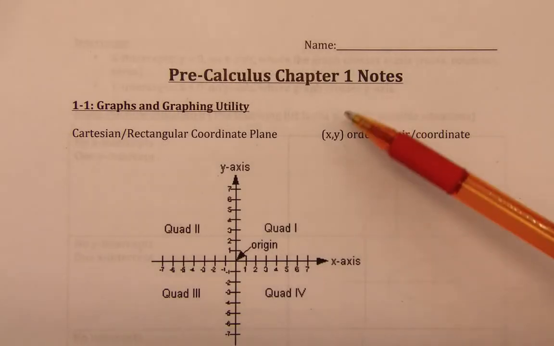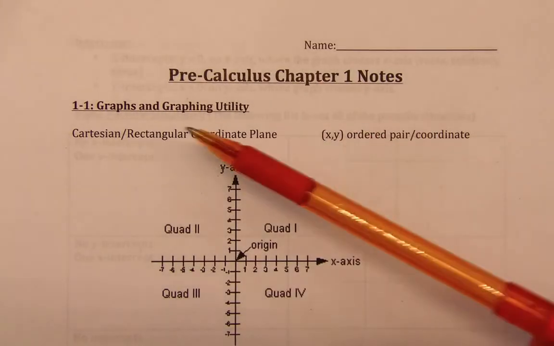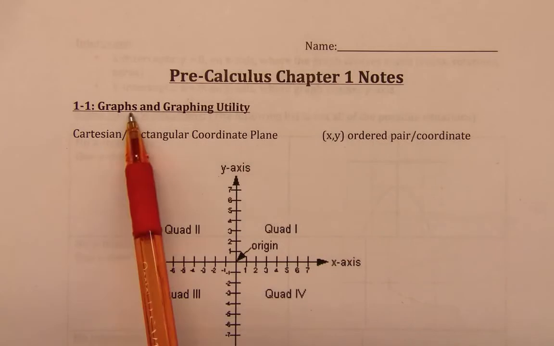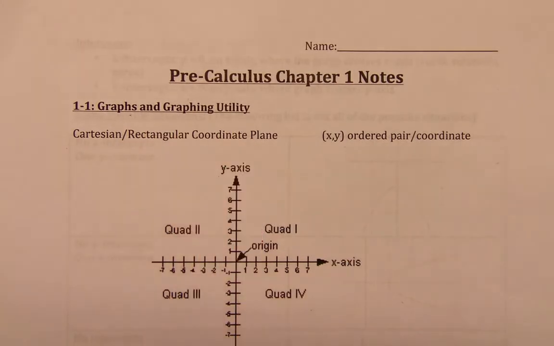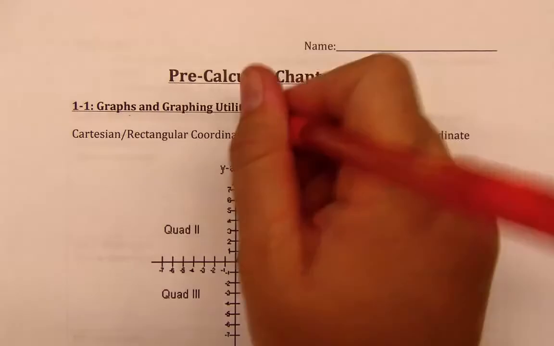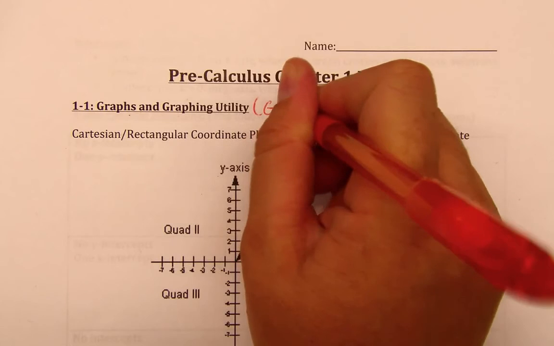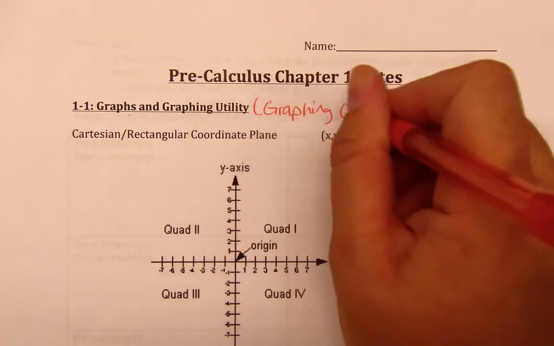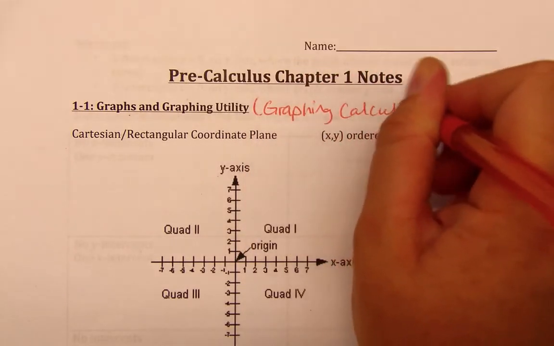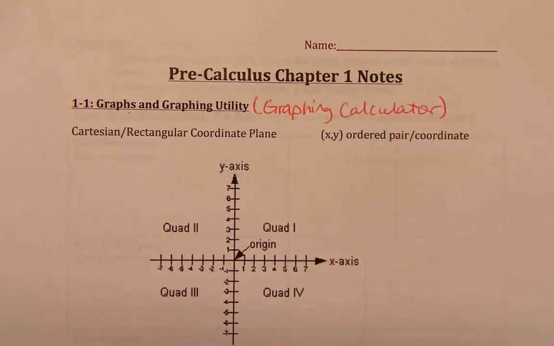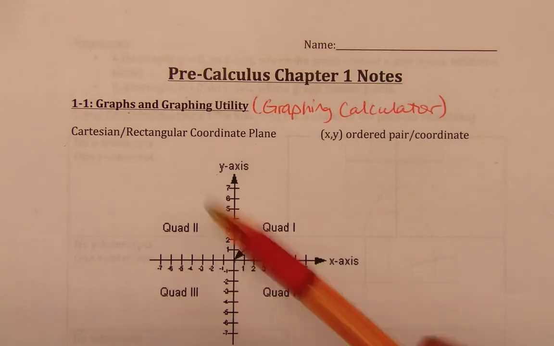Okay, so this is now chapter 1, and we're doing section 1 here, and we're talking about graphs and graphing utility. Now, when you see the term graphing utility, that means your graphing calculator.